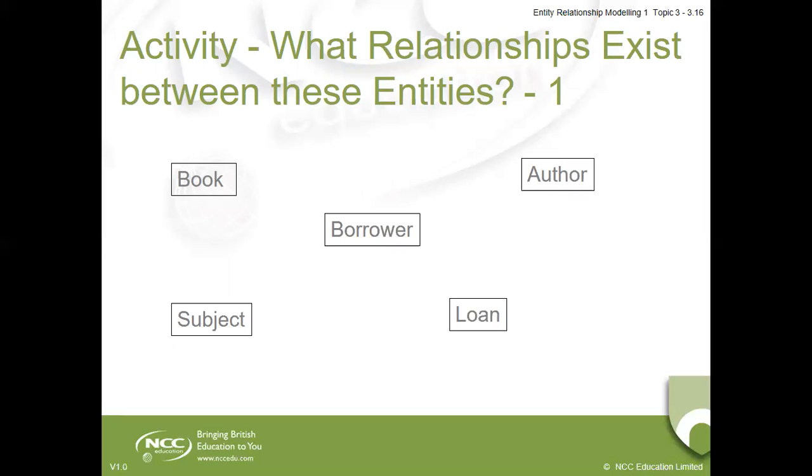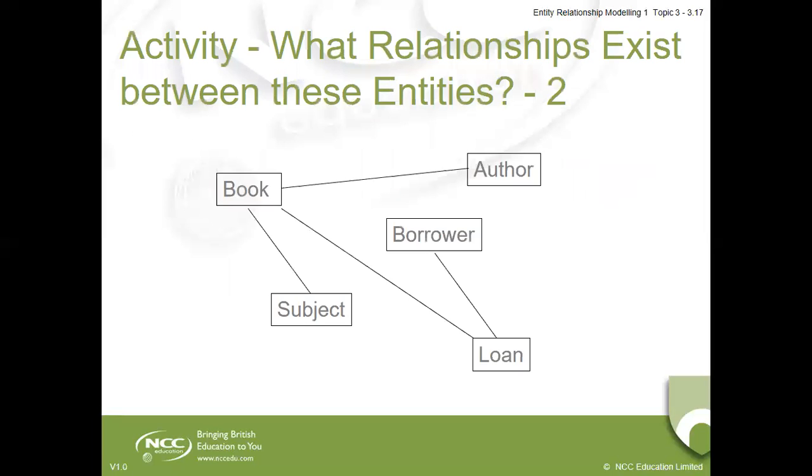Then activity. What relationships exist between these entities? We've already mentioned those entities. Look at the relationship. Author writes a book. A book is written under a subject. A book can be loaned to a borrower. A borrower who is a student.